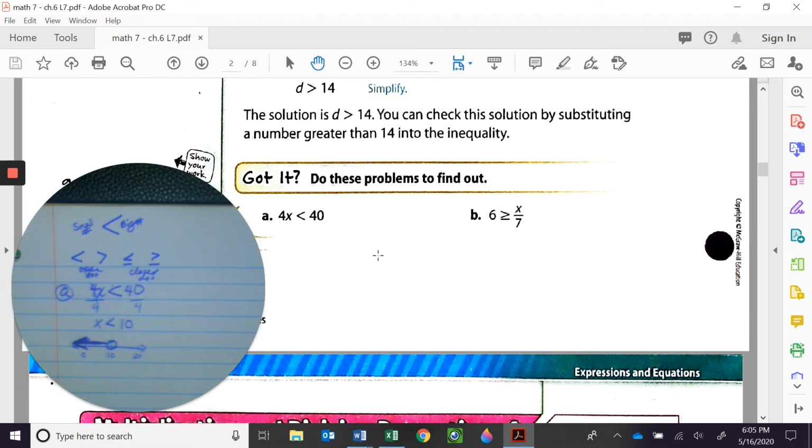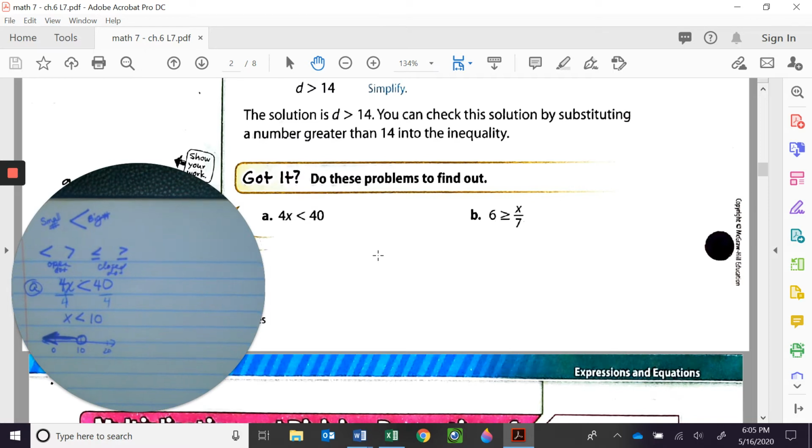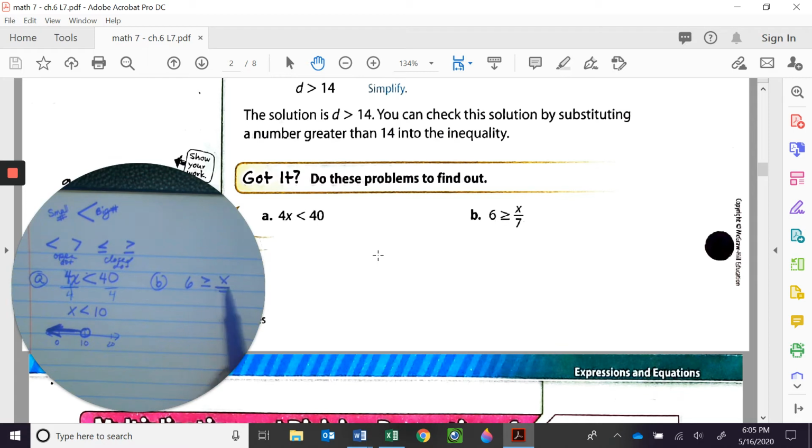All right. Let's look at letter B. So 6 is greater than or equal to x over 7. All right, so we see division. Remember, this is division. So we're going to do the opposite. So we're going to multiply by 7 to make these go away. And so we have 42 is greater than or equal to x.